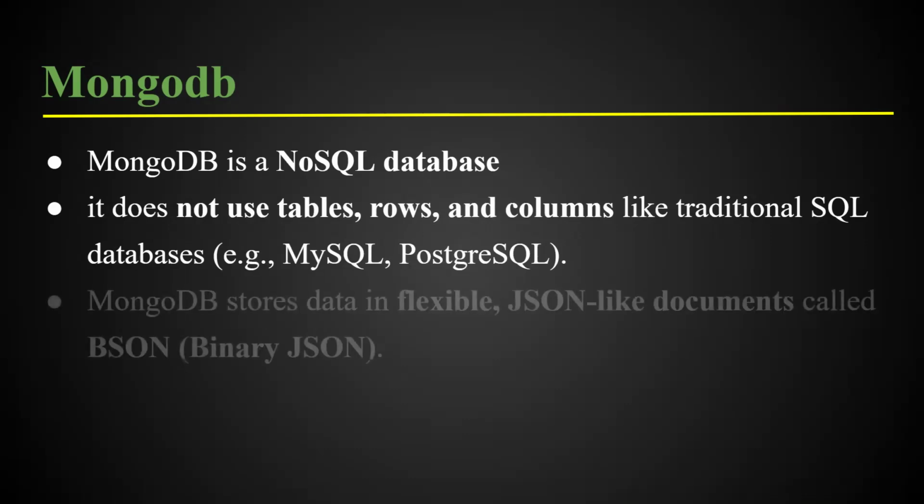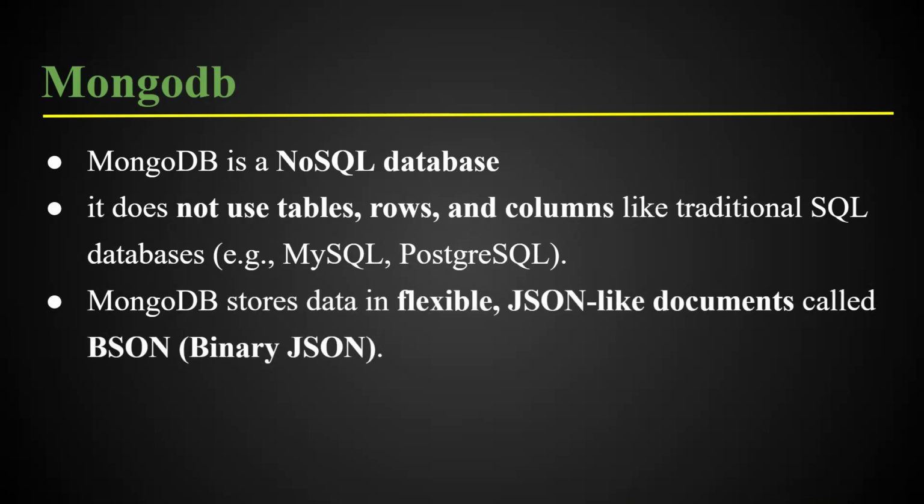Then how do we store the data? In MongoDB, we store the data in a JSON-like structure called BSON. So there is a format of storing the data in MongoDB called BSON. BSON stands for binary JSON. It is very similar to JSON format. JSON format is nothing but object format. So in simple words, in a MongoDB database, we store the data in object format.